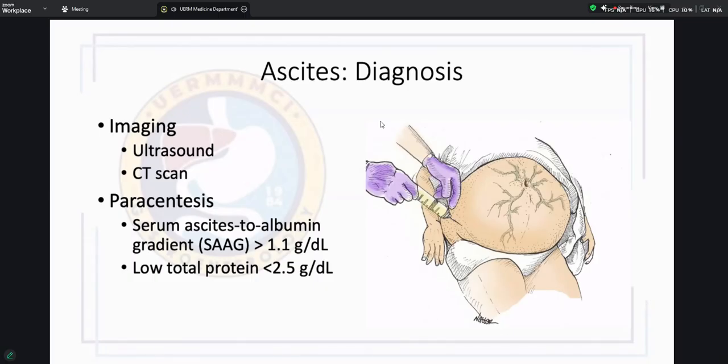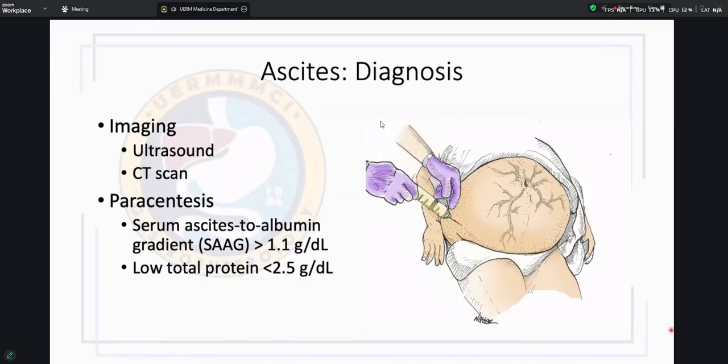Patients suspected of having ascites based on history and physical examination should undergo imaging to confirm the presence of ascites and to look for evidence of cirrhosis or malignancy. The most cost-effective modality is ultrasound. Ultrasound can confirm the presence of ascites. It can examine the liver for cirrhosis or masses without the risk of radiation. But if there is a need for more detailed examination, then CT scan would be another option.